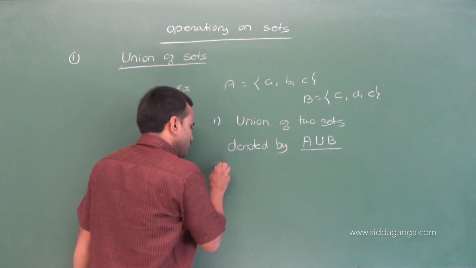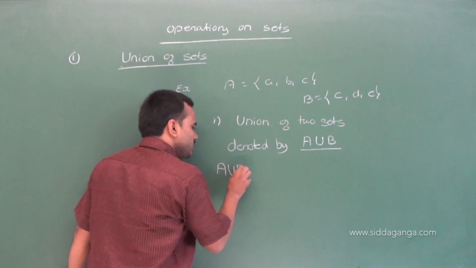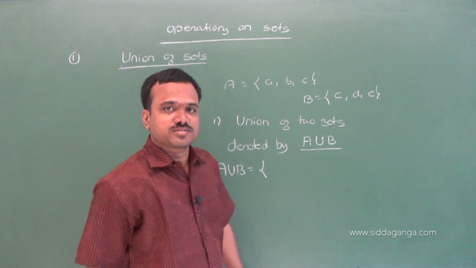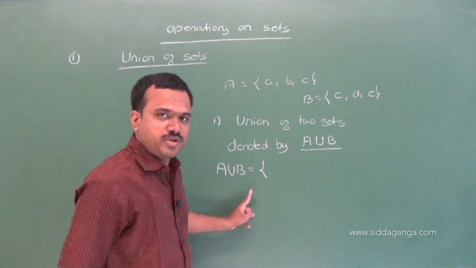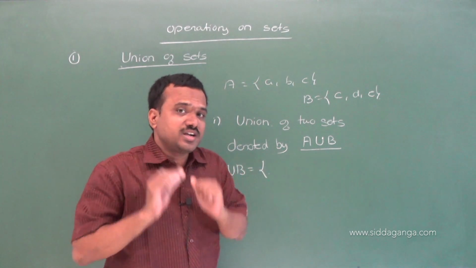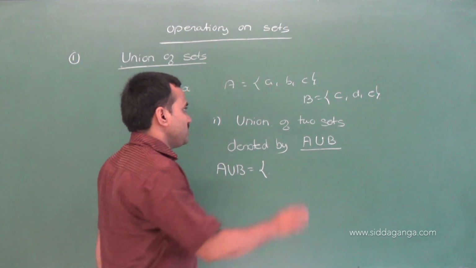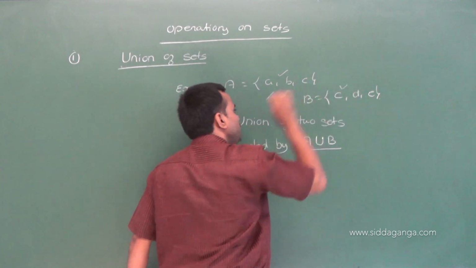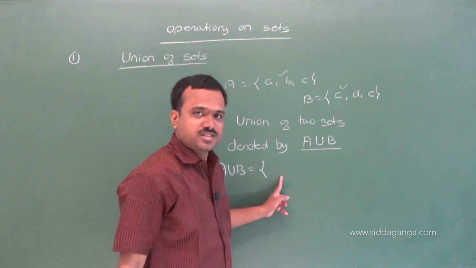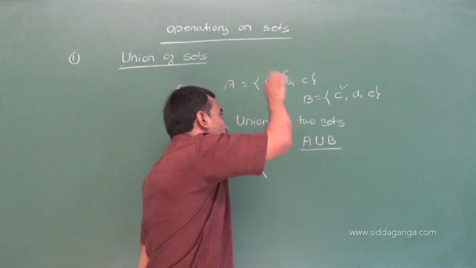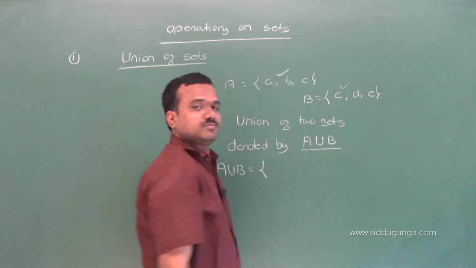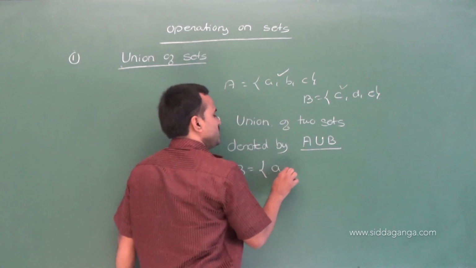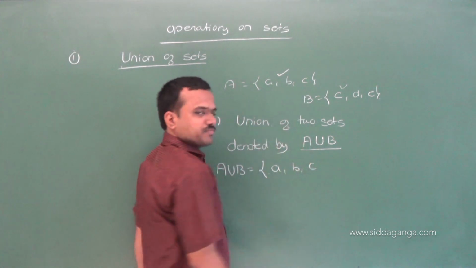So next, A union B is also a set. See, observe, union of sets. A union B is also a set. It contains which elements? The elements present in A as well as present in B. It contains the elements which are present in A. What are those elements? A, B, C.